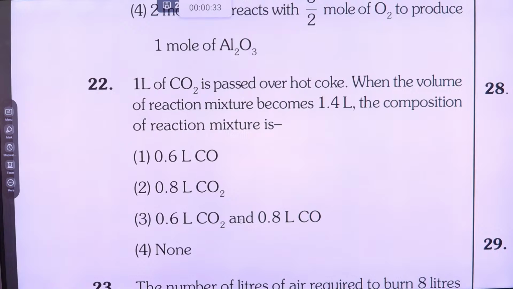Try to attempt this, guys. Only 30 seconds left. Twenty seconds, guys.